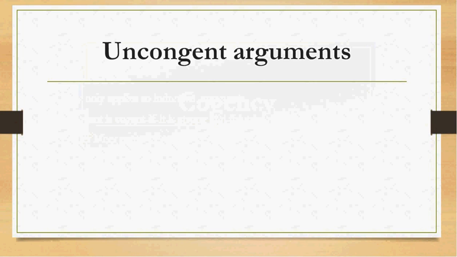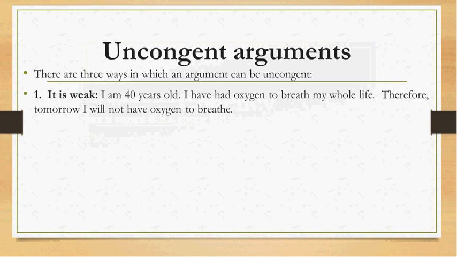Let's look at uncogent arguments and how do we know when we have them? Well, if you think about it, if by definition cogency requires two conditions, if it requires strength and it also requires that the premises are true, then there will only be three ways in which an argument can be uncogent. One way is if the argument is weak, right? If it's not strong, then one of those conditions is missing, and so by definition it will not be cogent.